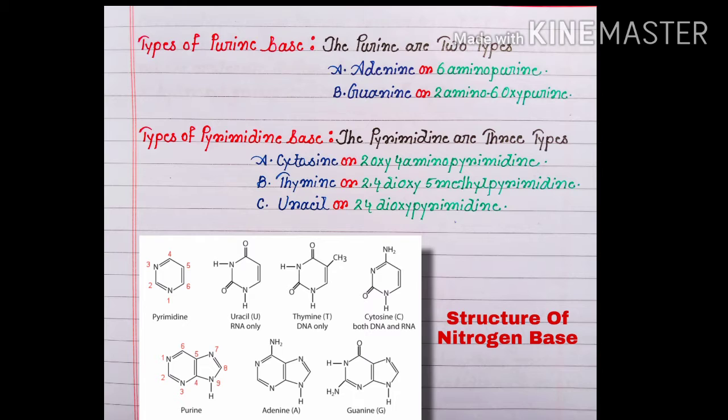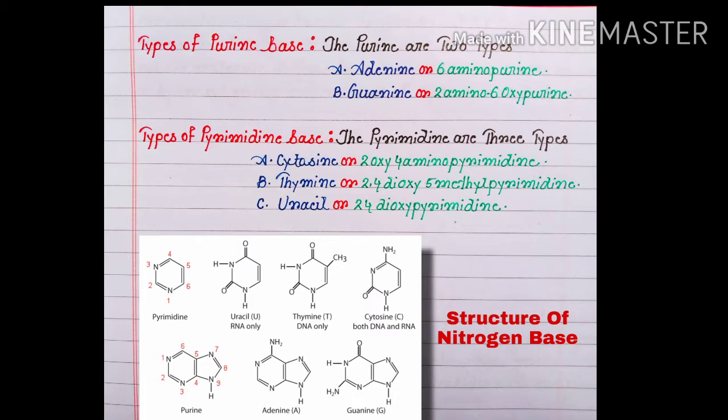Now next, the types of purine and pyrimidine base. Basically, the purines are 2 types. One, adenine or 6-amino purine. Second is guanine or 2-amino 6-oxypurine.